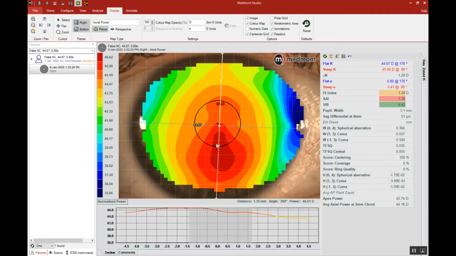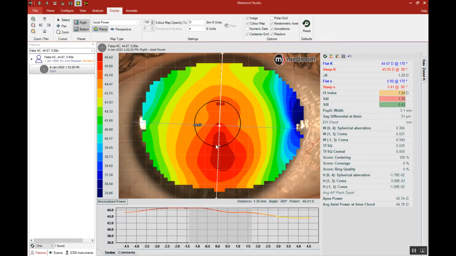Can this patient achieve 6/15 vision? We might not expect that kind of quality acuity with an asymmetry like this on the anterior surface. We could look at the K readings and we see that this patient has a steeper cornea, but relatively normal astigmatism of 1.28 diopters.